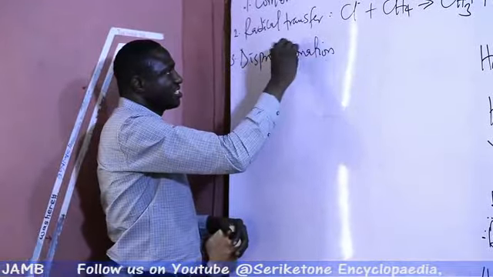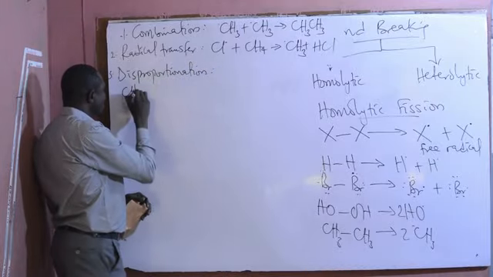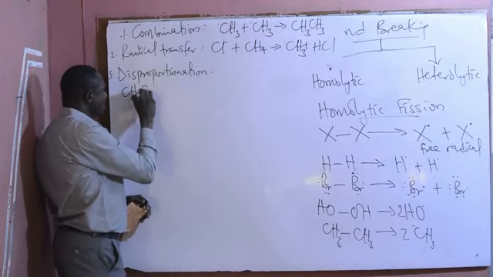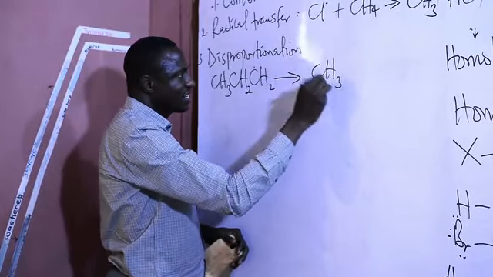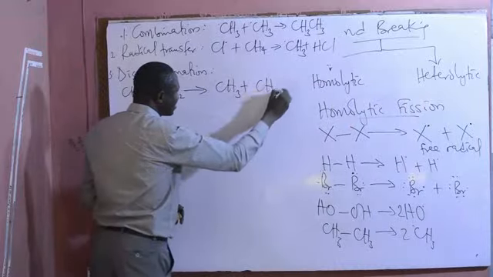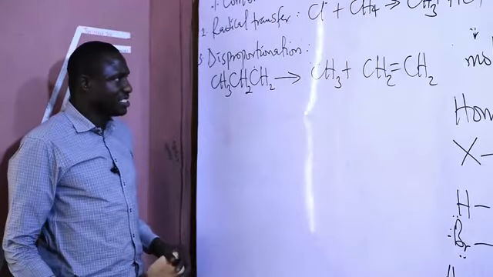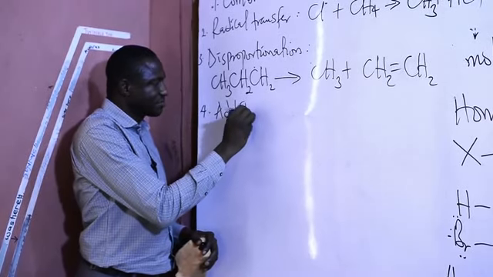Then we have disproportionation. In this reaction, you have a free radical, let's say for instance, propyl radical, giving us a methyl radical and ethene. So the molecule has disproportionated to give us ethene and methyl radical.